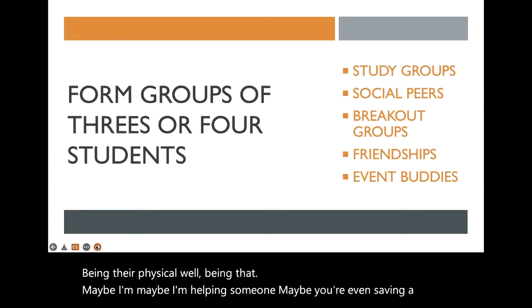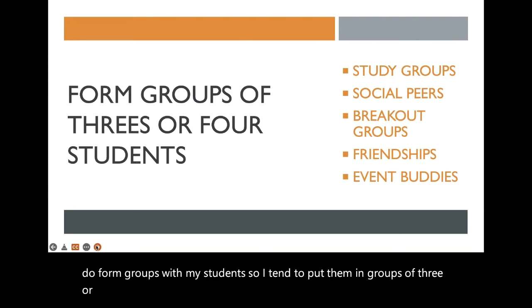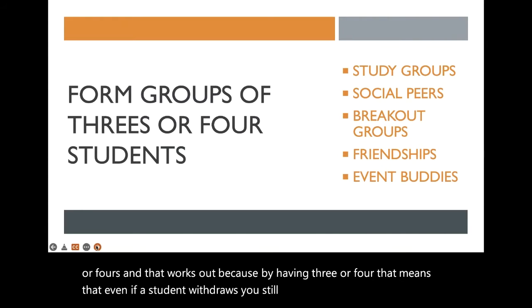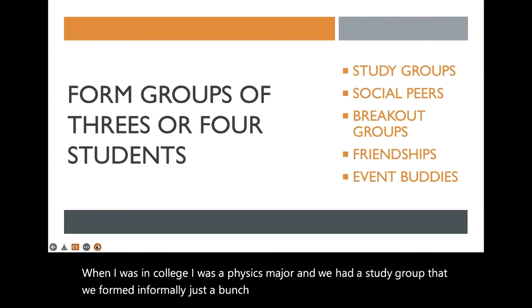I do form groups with my students. I tend to put them in groups of 3s or 4s, and that works out well because by having 3 or 4, that means that even if a student withdraws, you still have a paired student. When I was in college, I was a physics major, and we had a study group that we formed informally, just a bunch of us got together, and that study group became my fabulous peer support group.